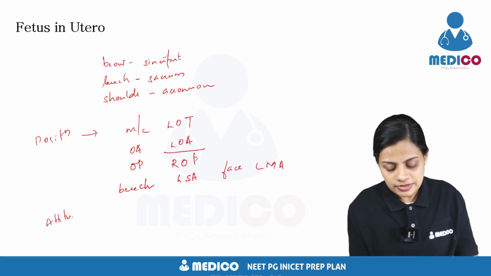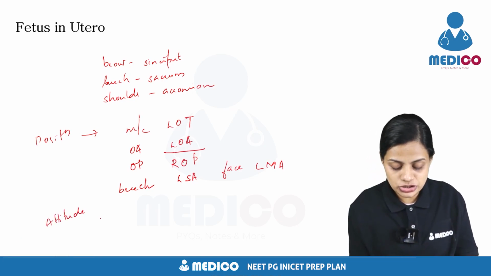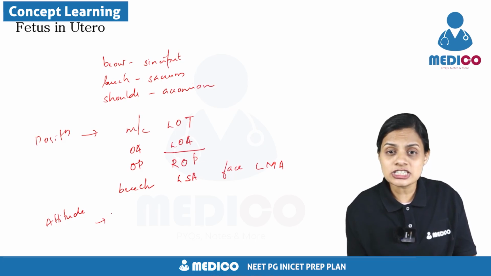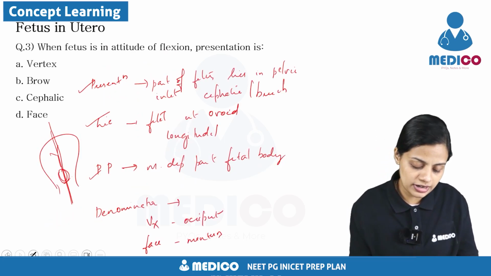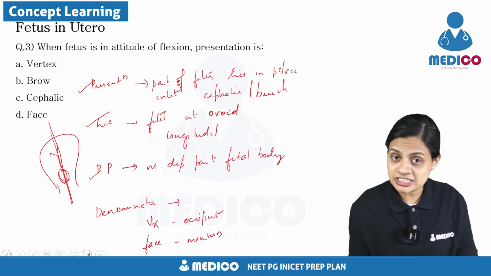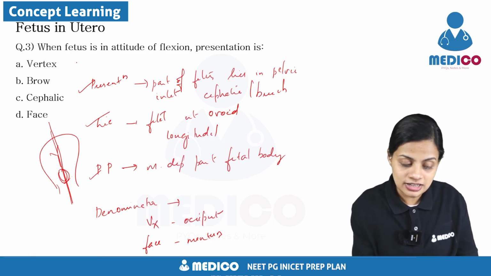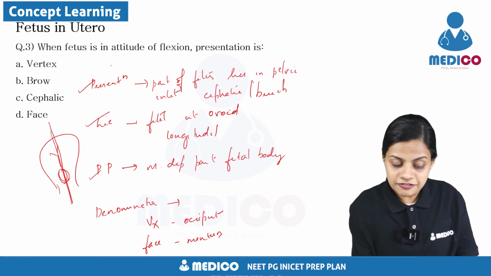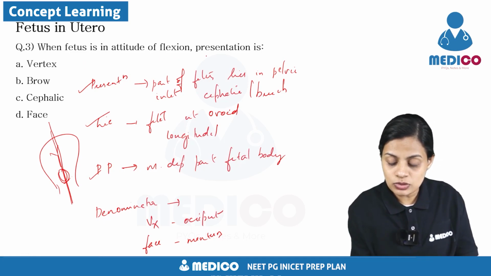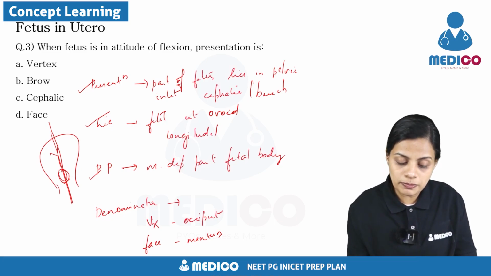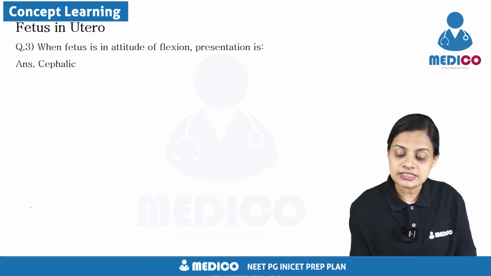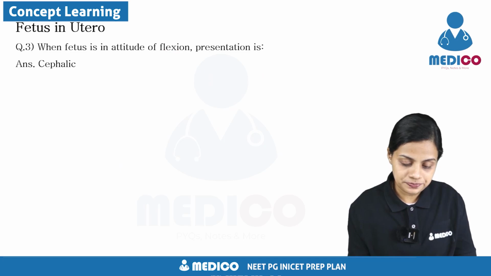One more thing, attitude. We had also discussed attitude. Attitude is the relationship of the fetal body parts to one another. The attitude can be one of flexion, the attitude can be one of extension. Here, what is your question? When the fetus is in an attitude of flexion, what is the presentation? All the parts are flexed. Then the presentation is cephalic.